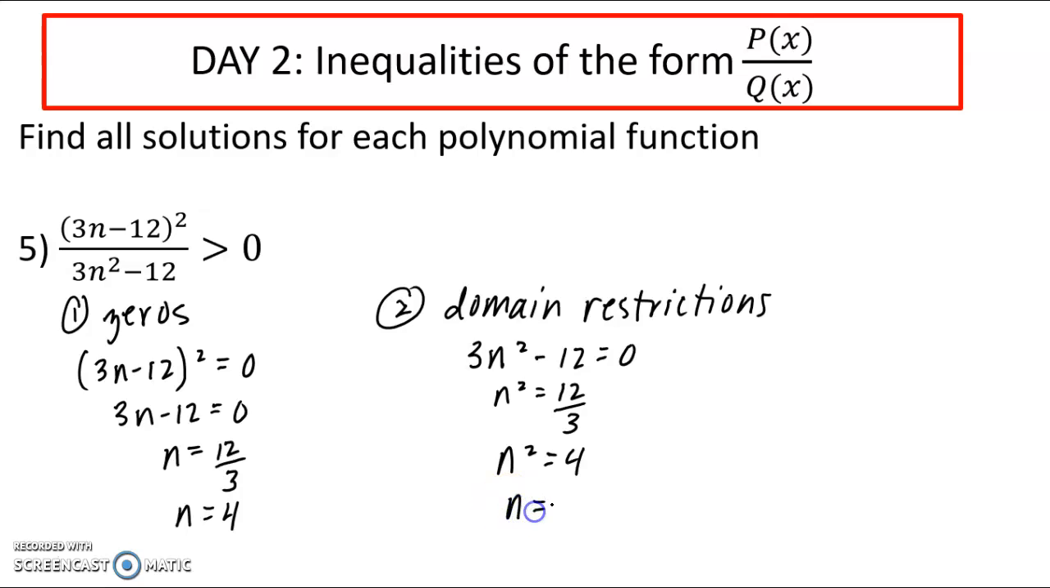So now when I take the square root of both sides, don't forget that you have to include both the positive and the negative. So my domain restrictions are that n cannot equal plus or minus 2. If we plug those numbers into the function, we would get a 0 in the denominator, and therefore it would be undefined. So now I take these 3 values and I put them on my number line.